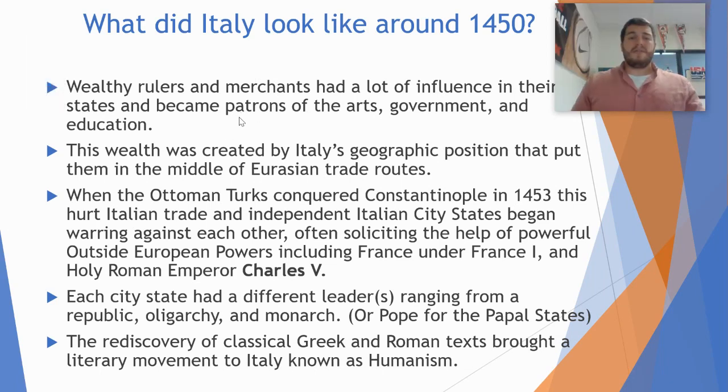So basically, they became really wealthy due to Italy's geographic position. That's just a fancy way of saying location. They were in the middle of Eurasian trade routes, which means between Europe and Asia, that basically made them the middleman of trade. Because of that, a lot of people in Italy were able to get rich. And as they became rich, they started paying for things like artwork. They started to want an influence in the government to match their wealth. And it allowed more people to become educated.